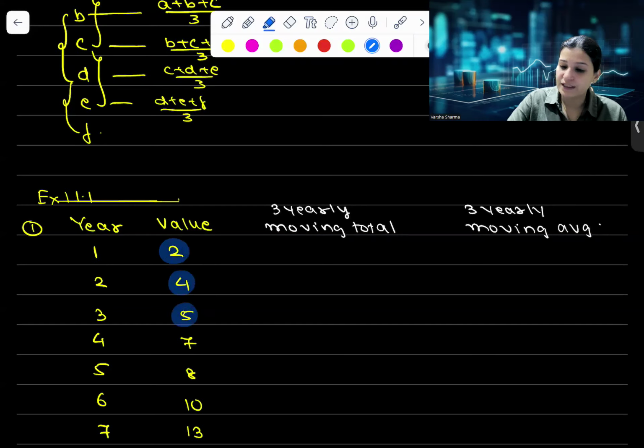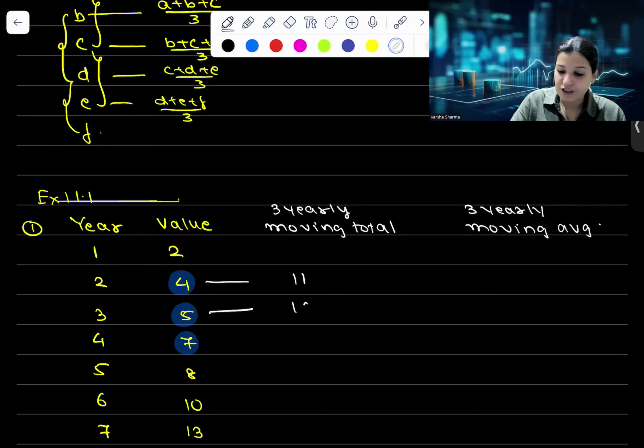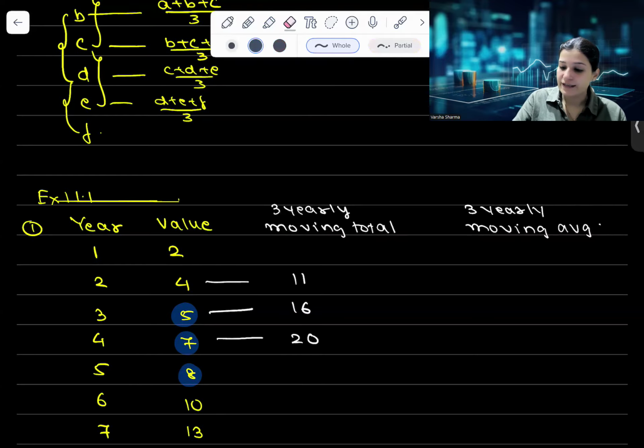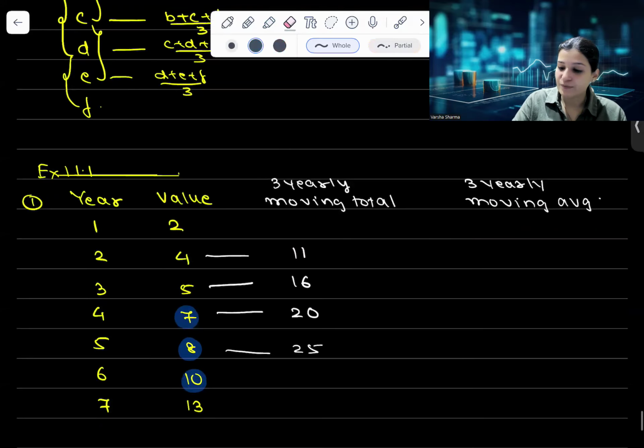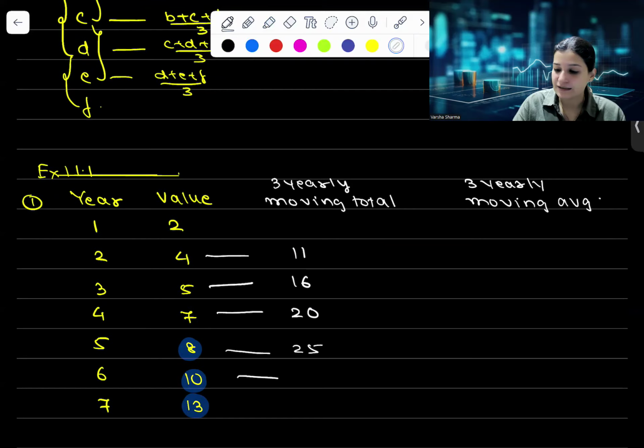So first these three: 2, 4, 5. The sum is 11. We'll write it at the middle number. Next, I'm removing 2 and adding 7, so increase it by 5, which gives 16. Next, I'm removing 4 and adding 8, so increase by 4, which gives 20. Next, I'm removing 5 and adding 10, increase by 5. Next, I'm removing 7 and adding 13, so increase by 6.